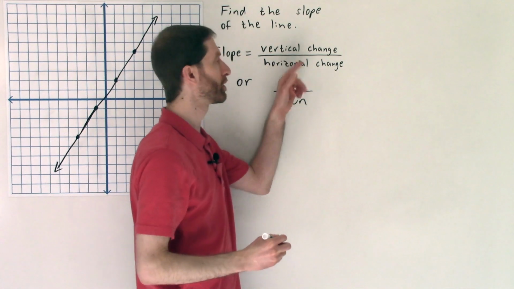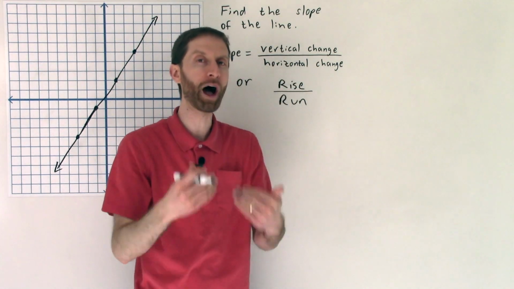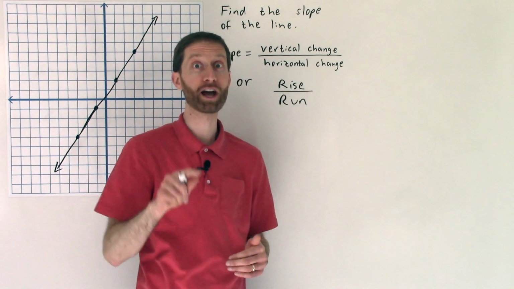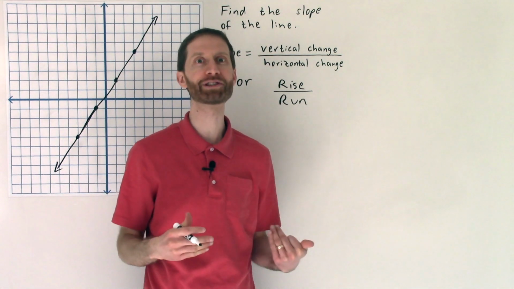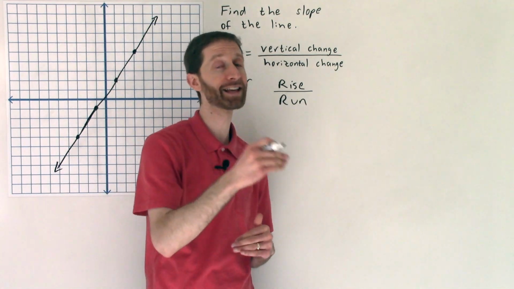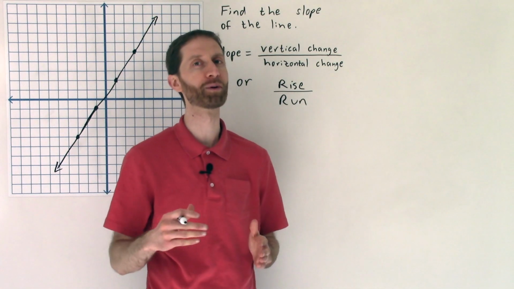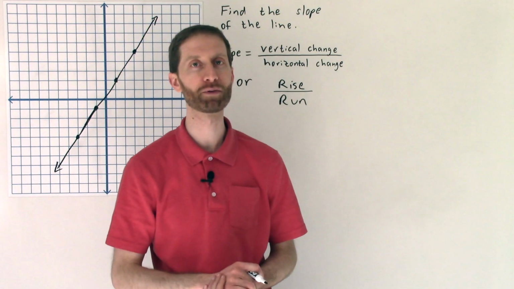A lot of people will also look at this as the change in the y direction over the change in the x direction. That's it. That gives you the steepness. Very cool stuff, and in later videos we'll connect this to a very cool formula. But for now, let's just get used to finding the slope of a line.